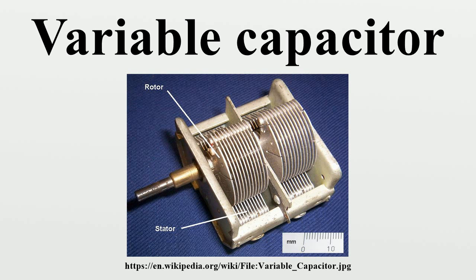Measurement of the capacitance of a rotary capacitor. C min equals 29 picofarads. C equals 269 picofarads. C max equals 520 picofarads.